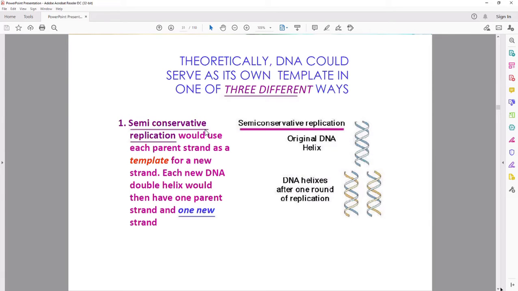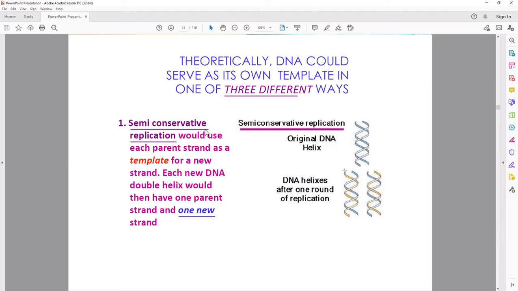So what is semi-conservative replication? It uses each strand as a template for a new strand. Each new DNA double helix would then have one parent strand and one new strand. This is your double helix. It is going to be separated and act as a template. The first strand acts as the first template, and the second strand acts as a template, so a new strand is going to be synthesized.